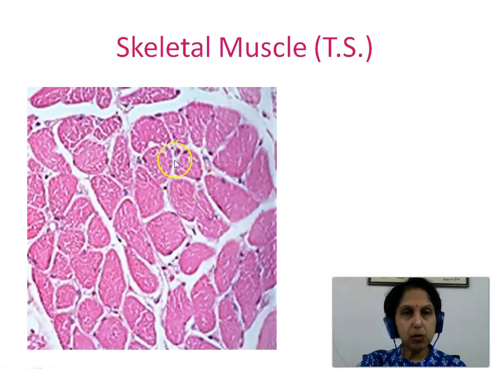We can also appreciate the endomysium here, a covering of connective tissue around an individual muscle fiber. What we see here is a group of muscle fibers arranged as a muscle fascicle, and we also see the connective tissue around an individual muscle fascicle, which is the perimysium.